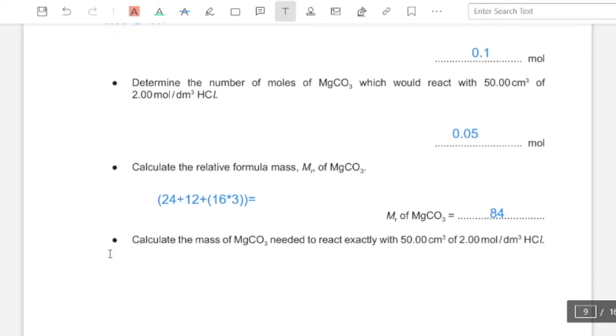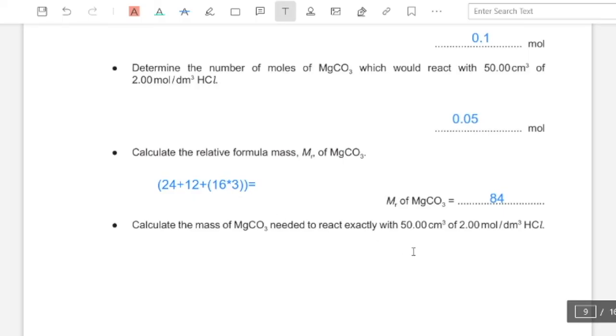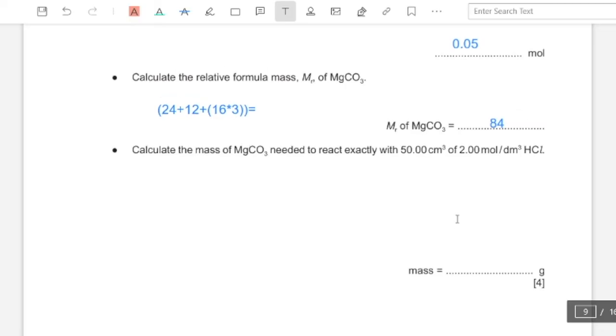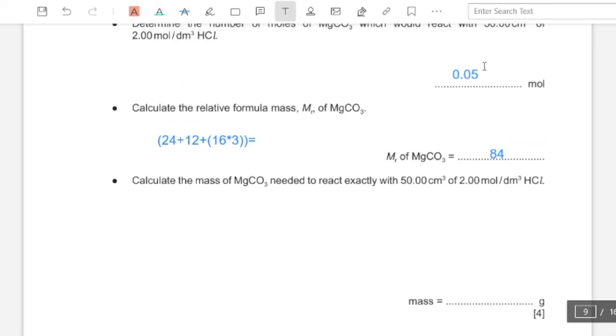Now calculate the mass of magnesium carbonate needed to react with 50 cm³ of 2 mol/dm³ of hydrochloric acid. So we have the Mr and also the moles. So calculating the mass, we need to multiply these values, moles with Mr. So we have 0.05 multiplied with 84, which gives us the mass as 4.2 grams. And here we have our answer.